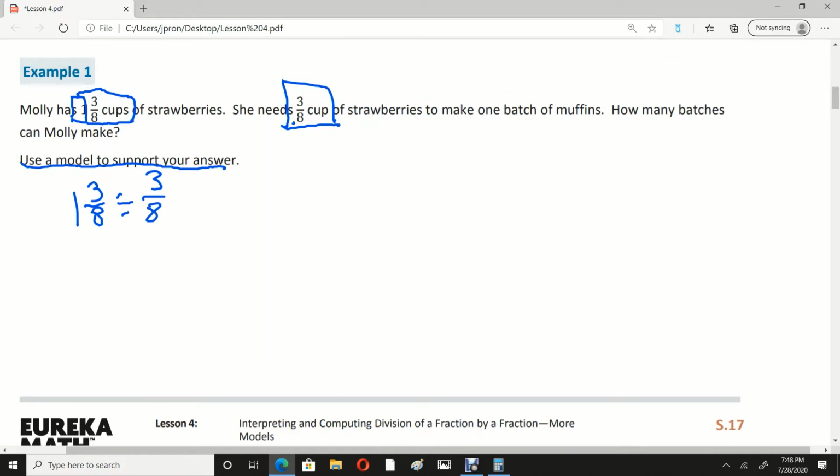You may recall in the last lesson, Mr. Shaheen telling you that he prefers improper fractions to mixed numbers, because in this situation this mixed number is going to give us some problems when we're trying to solve this. So we need to remember our rules for turning mixed numbers into improper fractions. We're going to take the whole number and multiply it times the denominator. 1 times 8 is 8. And we're going to add that to the numerator. 3 plus 8 is 11.